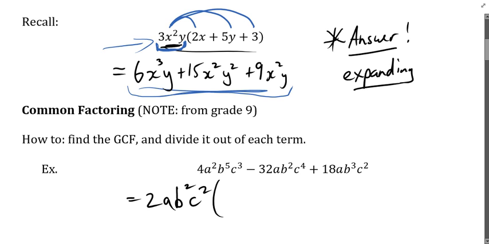So how do I know what should go here? I'm thinking to myself that this times this has to give me that, because it's the opposite of the distributive property. So that means I'm dividing. So 4 divided by 2, 2. A squared divided by a. How do you do that?